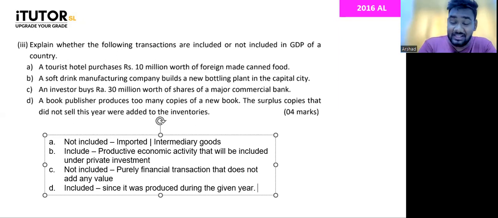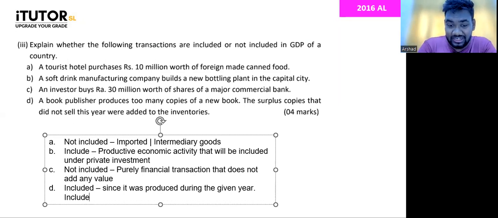And where will this be included? It will be included in changes in inventory. Changes in inventory under where? Remember, under gross domestic capital formation.